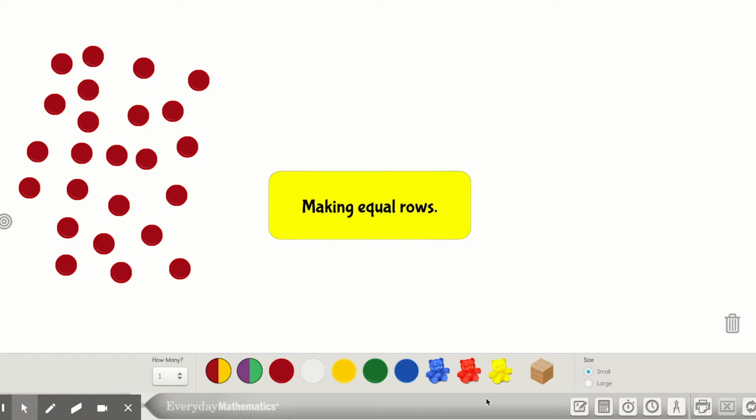Making equal rows. Let's begin. It's kind of like a Simon Says game. I will show you 24 counters, and then with that, you will get 24 counters of your own, and we're going to play a game of Simon Says. So first, let me show you how we play.